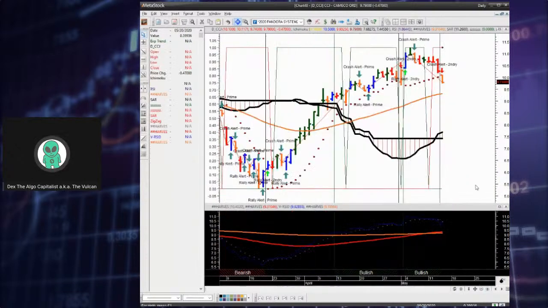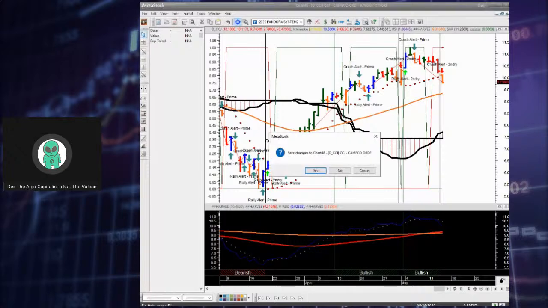CCJ has been under a correction. We're now officially in corrective territory, and we do have a crash alert for tomorrow. Trend line is the first target here, around the $9 range. All right, moving right along.